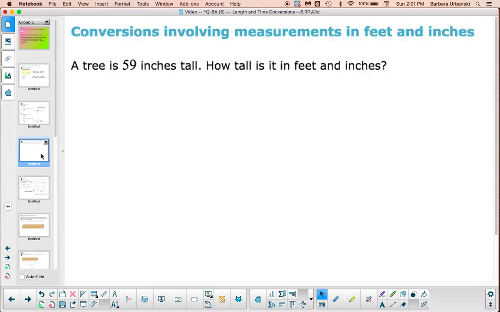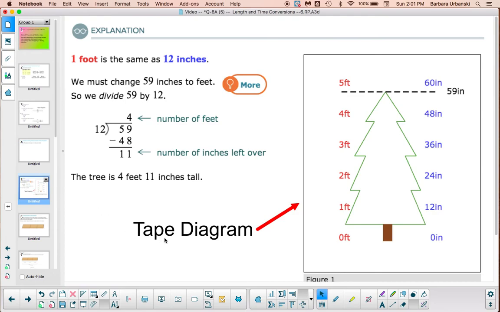So now they're saying a tree is 59 inches tall. How tall is it in feet and inches? Now again, you have to know that there are 12 inches in every 1 foot. So take a look. They did the same thing. They used a tape diagram. They started out with 0, 1, 2, 3, 4, 5 feet. On the right side in blue, they skip count by 12s because for every 1 foot there are 12 inches. And so on this particular one, they had 5 feet, 60 inches. Notice the 59 is just below, so we would know that it would have to be 4 feet, and then you'd have to look at how many inches are left over, and it would be 11. You could do division if you know how to do it that way.